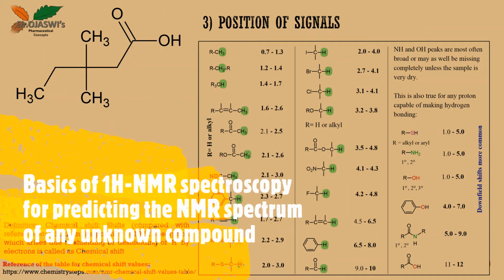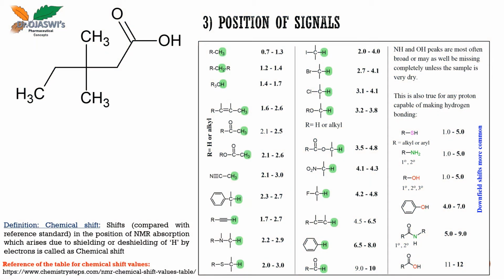Now, position of signals. How does the position of the peak in the NMR spectrum help us? It helps us in identifying the neighborhood, or what the various functional groups are that are present adjacent to the hydrogen. As I told you, if there is a double bond close to the hydrogen, a carbonyl group, electronegative groups, or bulky groups, then the position of the hydrogen changes. That is called chemical shift.